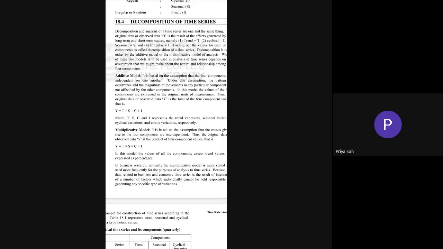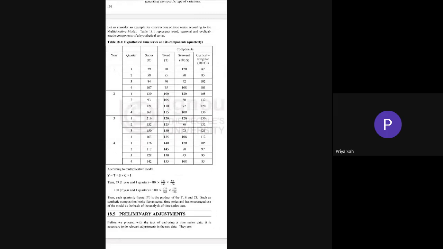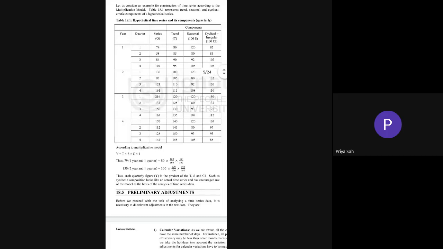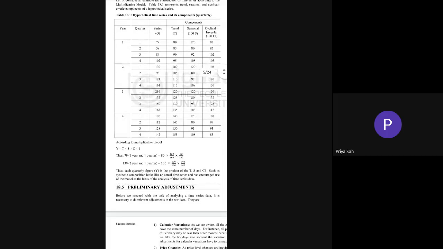Then according to the multiplicative model, y is the product of all the components, that is trend, seasonal, cyclical and irregular. Now a hypothetical time series and its components, how it is given, you see here. Data is given, and how it is studied. The total number of trend, seasonal, and series O is given there. As per the formula, it is calculated here.